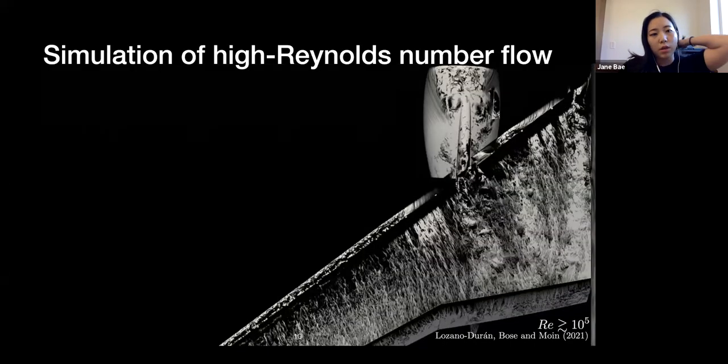So let's talk a little bit about the current standing of simulation of high Reynolds number wall-bounded flows. So here I have one example, which is a flow over an aircraft wing. And you can see all the very chaotic and disorganized motions of the fluid on top of the airplane wing.